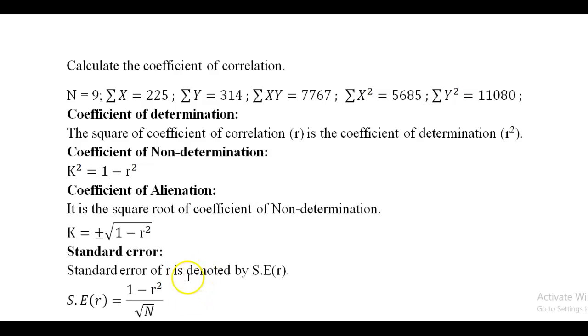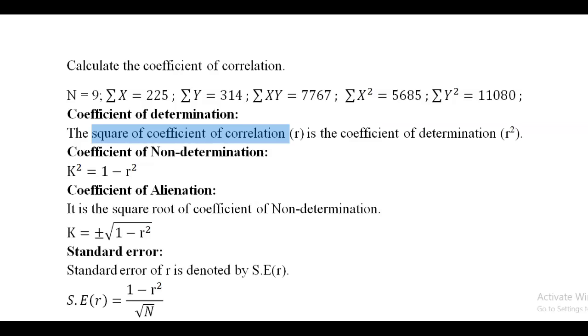Next, some important formulas we have. How do you calculate the coefficient of determination? It is the square of correlation coefficient. So after calculating the correlation coefficient, square the value, that will give you the coefficient of determination. And the coefficient of non-determination can be calculated by using the formula k square equal to 1 minus r square. And coefficient of alienation means it is square root of coefficient of non-determination, that is k equal to plus or minus square root of 1 minus r square.